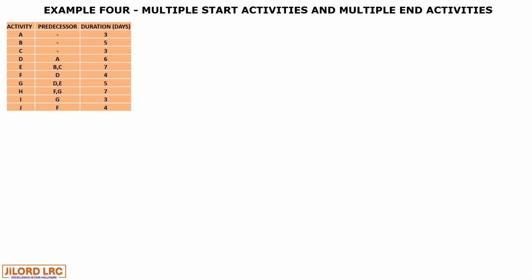Now, activities A, B, and C are all starting activities. So we would write them down: A, B, and C. Now, A precedes activity B, and B and C precede activity E. D precedes activity F, and D and E precede activity G. So we have the relationships indicated.